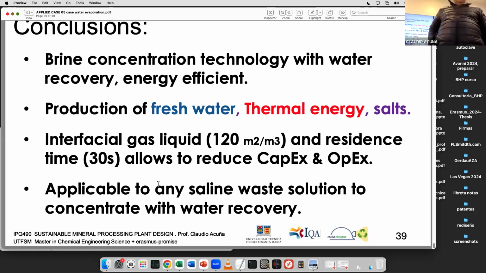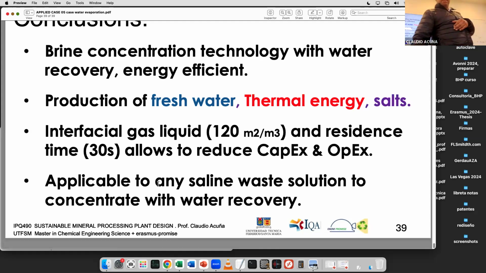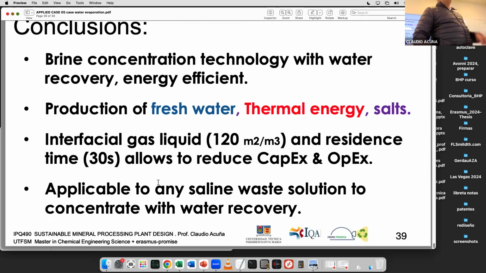It is applicable to any saline waste solution to concentrate with water recovery. We can concentrate something to reduce volume, but with water recovery. And that's it.